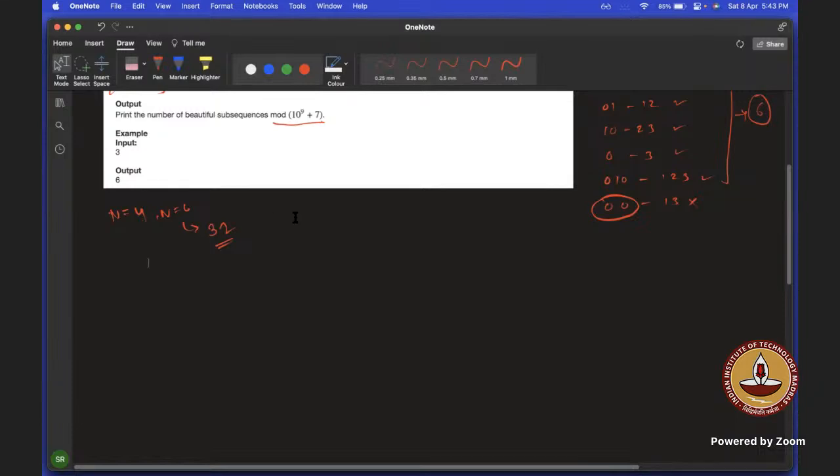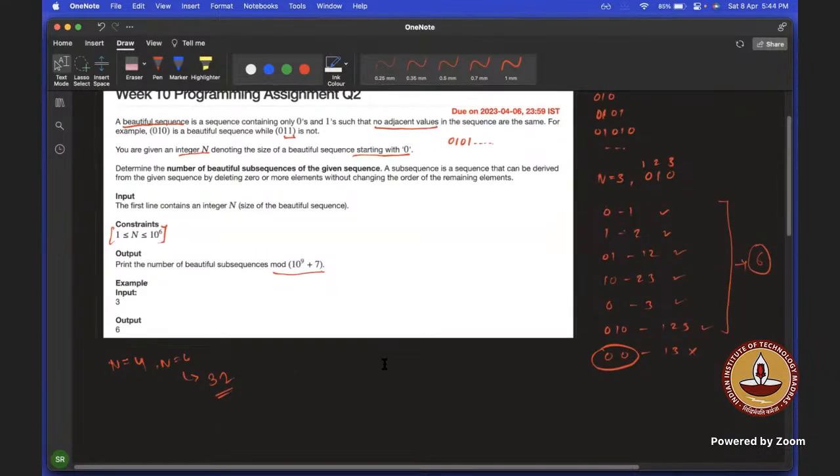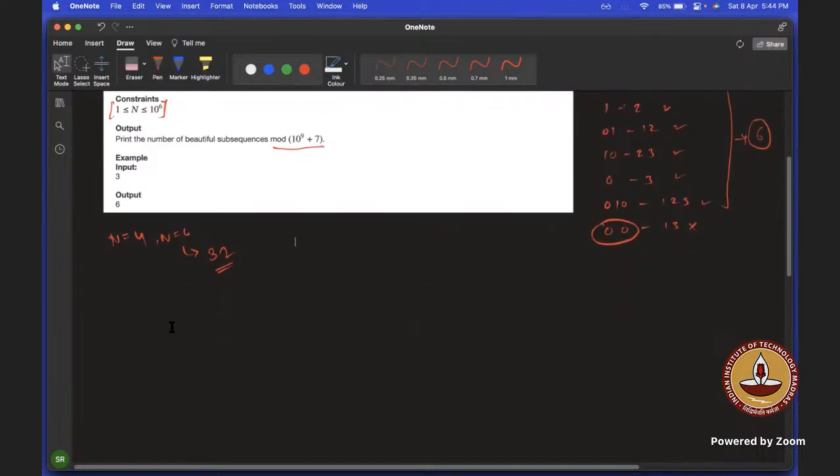So the question is pretty simple to understand. You're given an n, and you have to find the number of possible beautiful subsequences. Now let's look at the approach for this.